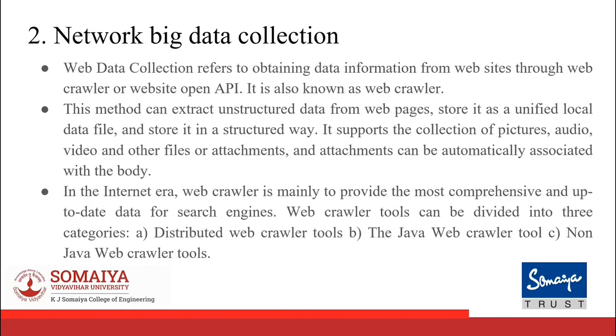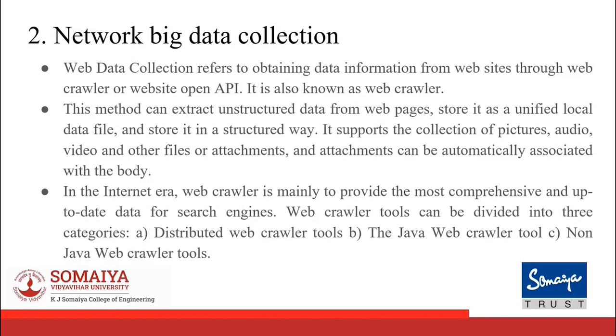Network big data collection. Web data collection refers to obtaining data information from websites through web crawler or website open API. It is also known as web crawler. This method extracts unstructured data from web pages and stores it as a structured unified local data file. It supports all types of attachments. It is mostly used to provide the most comprehensive and up-to-date data for search engines. It can be divided into three categories, which are distributed web crawler tools, the Java web crawler tool, and non-Java web crawler tools.